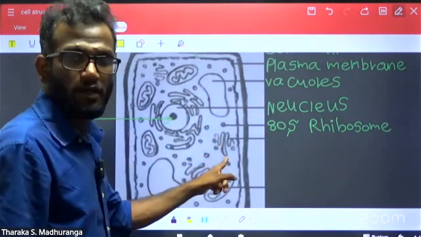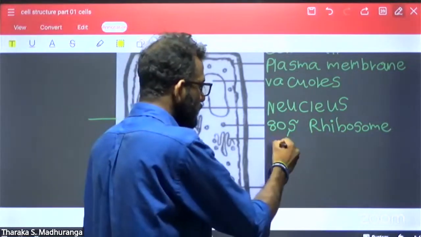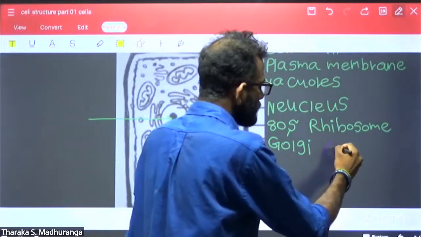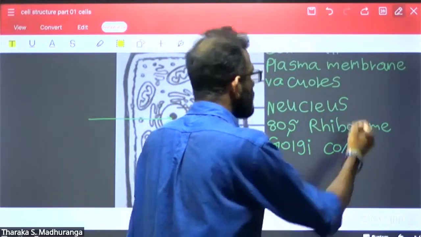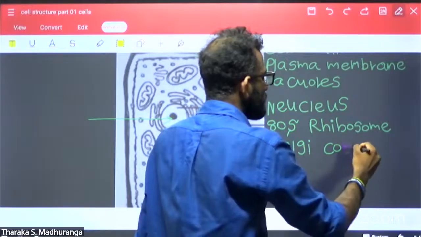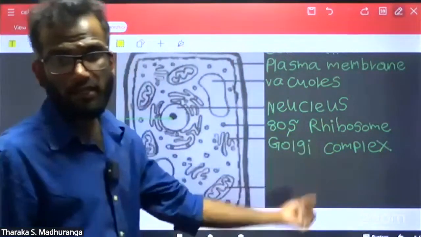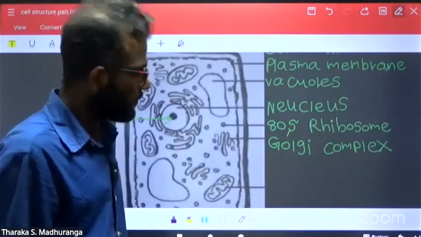What is this? Golgi apparatus. It is called Golgi apparatus, Golgi complex, or Golgi body. There are different names, but it is the same thing.